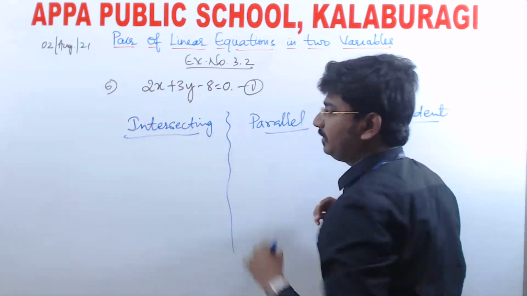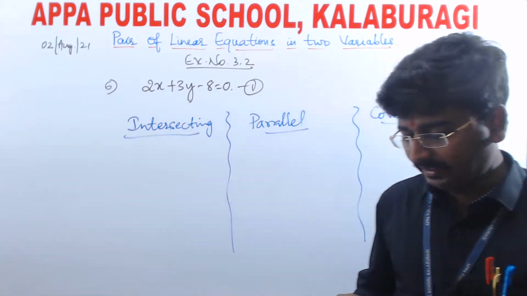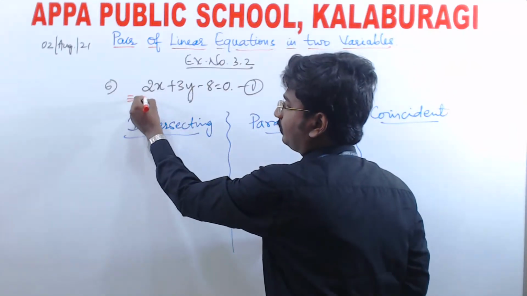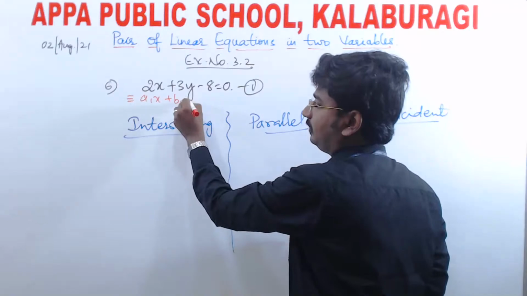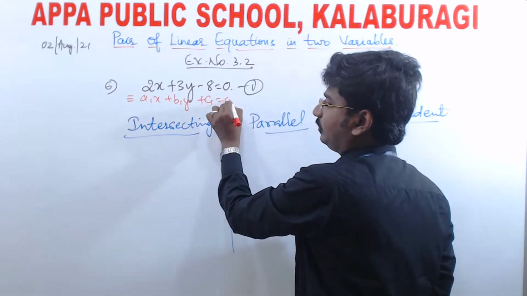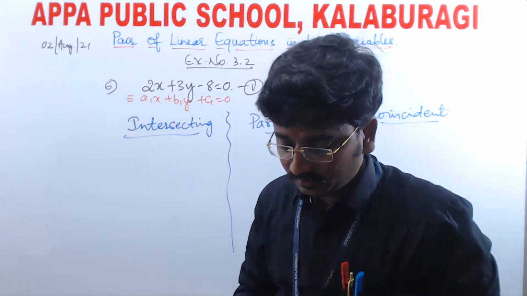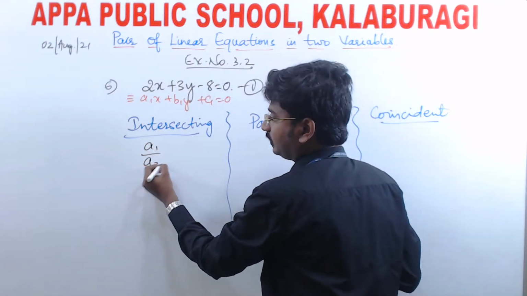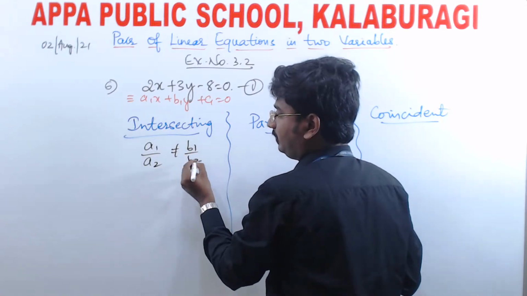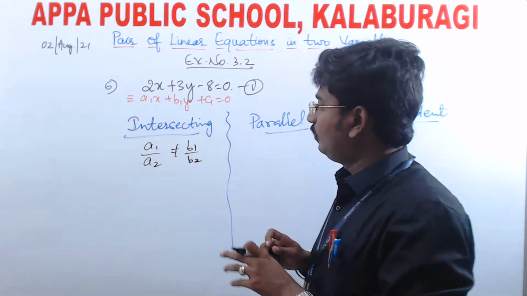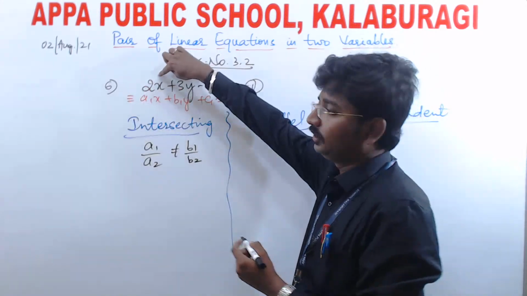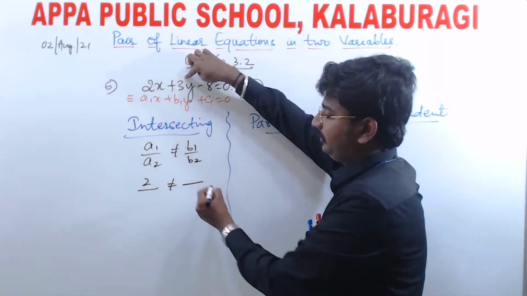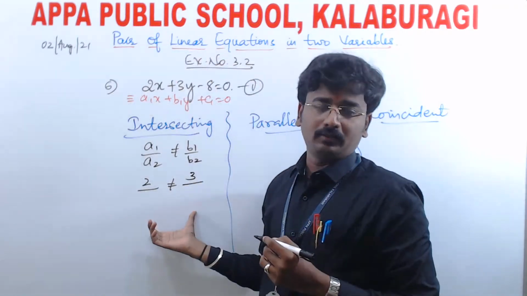Okay, so based on these three, let us give an example. You all know this is the first equation. It is in the form of a1x plus b1y plus c1 equal to 0. What is the condition for intersecting lines? a1 by a2 not equal to b1 by b2. This condition it should satisfy. What is a1 value here? 2. What is b1 value here? 3. It should be unequal.